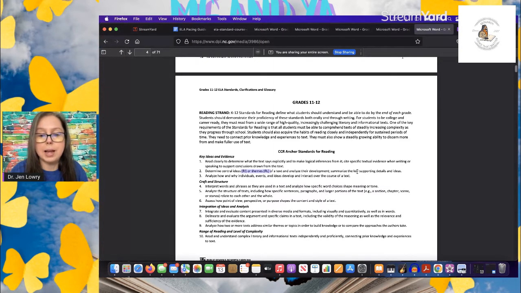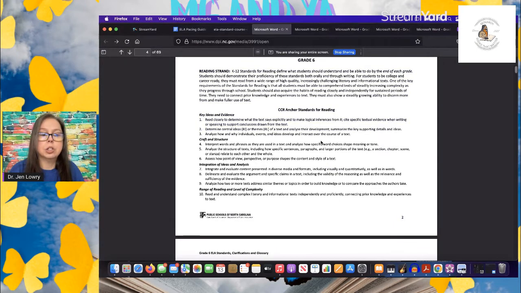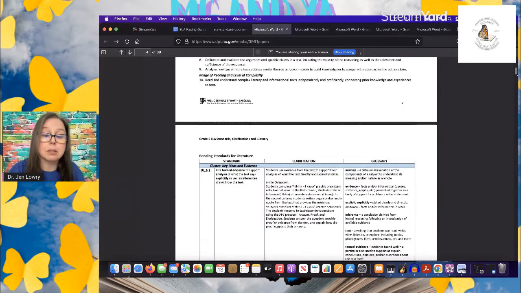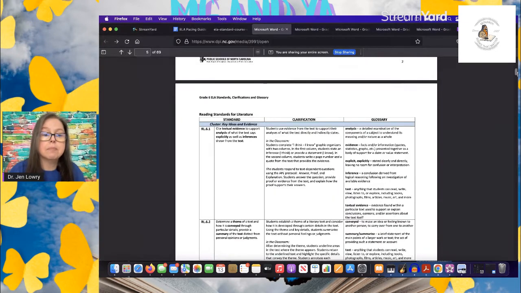So when you look at, for example, determine the central ideas or the themes of a text and summarize, you're going to see this same type of objective from 11th and 12th grade band. And let's just move all the way back down to the 6th grade. Summarize, determine central ideas and themes. But what is it about this document that I like the most? And this is it.